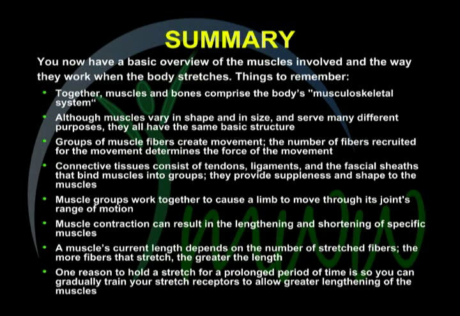Connective tissues consist of tendons, ligaments, and the fascial sheaths that bind muscles into groups. They provide suppleness and shape to the muscles. Muscle groups work together to cause a limb to move through its joints' range of motion. Muscle contraction can result in the lengthening and shortening of specific muscles.